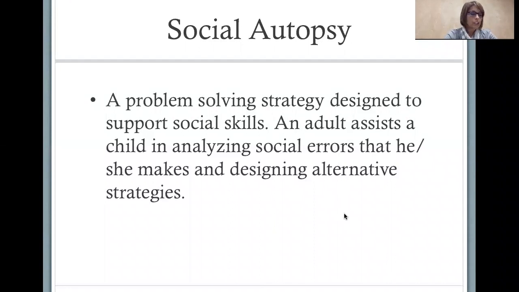The last instructional strategy that we will be discussing today is the social autopsy. It is defined as a problem-solving strategy designed to support social skills. An adult assists a child in analyzing social errors that he or she makes and designing alternative strategies.